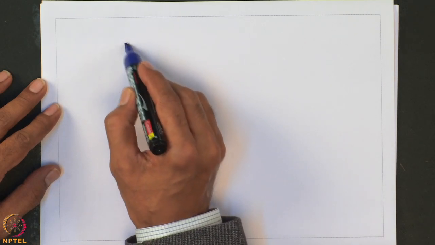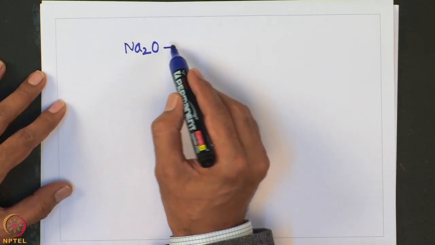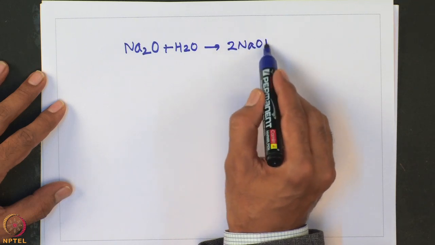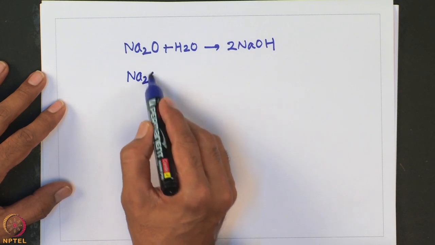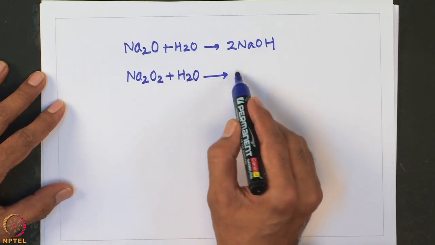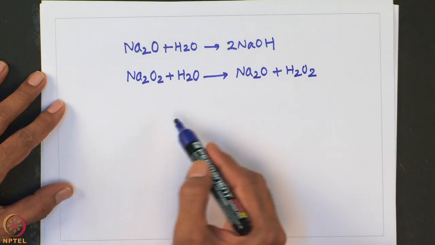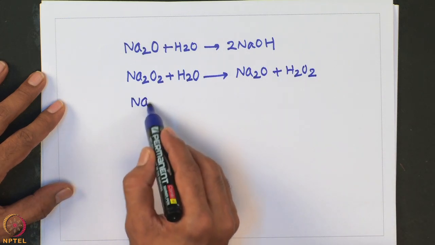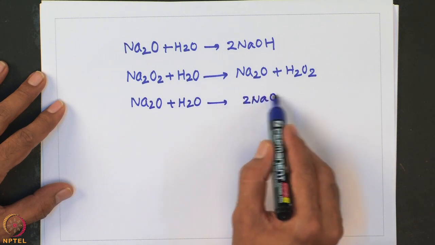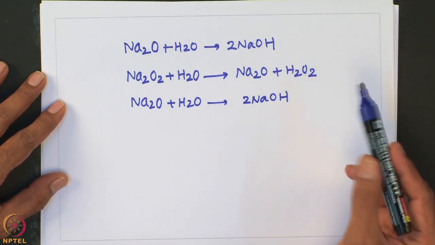Let me elaborate only one reaction here before I conclude my talk. It forms sodium oxide also. The sodium oxide reacts with water to give sodium hydroxide. Similarly, sodium peroxide can react stepwise with water. First, if you treat this with one equivalent of water, initially it forms sodium oxide plus H2O2. Next, Na2O can react with water to form 2 NaOH. That is the reason I showed you that it gives the products as H2O2 as well as OH. Let me stop at this juncture.